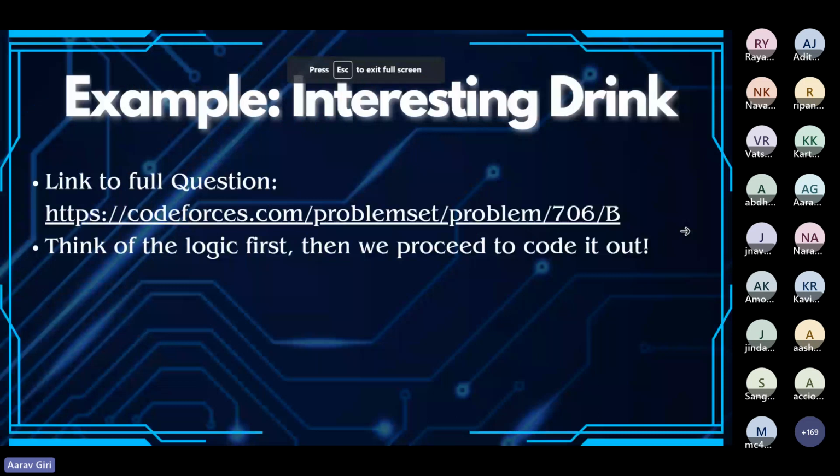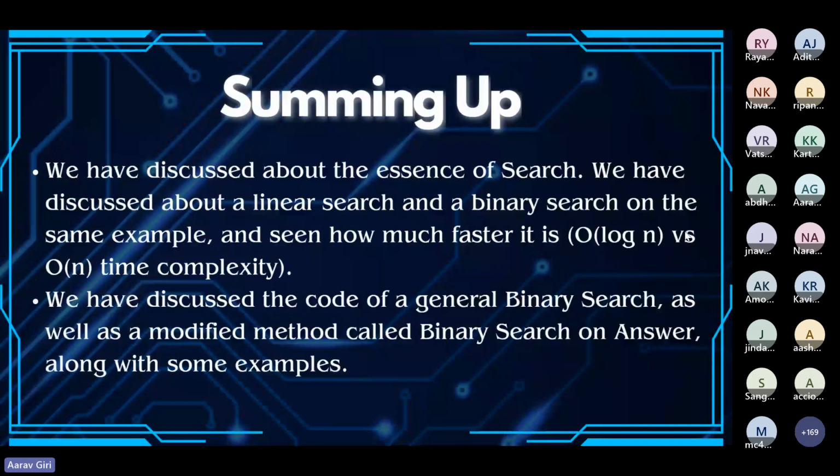All right. Summing up, we have discussed the essence of what a search is. We have discussed how much faster a binary search is than a linear search using that example initially. Then after that, we discussed a general binary search and then a modified binary search and binary search on answer along with some examples. And if you have noticed, I have stressed how we are splitting the array and choosing the part that we want. If you get this logic, coding it is just copy paste, which due to time constraints, I haven't been able to do. But you can very well try that out.